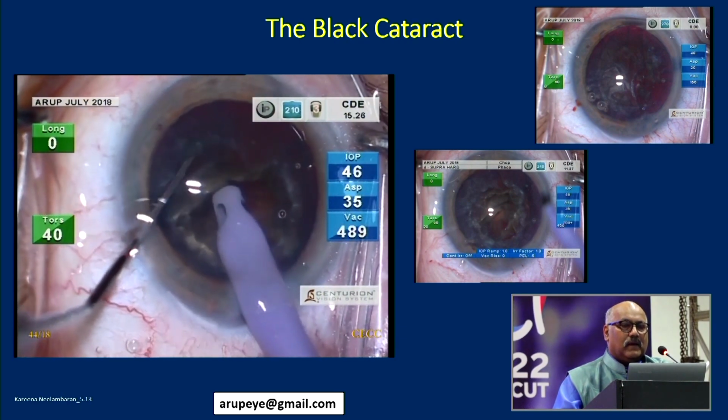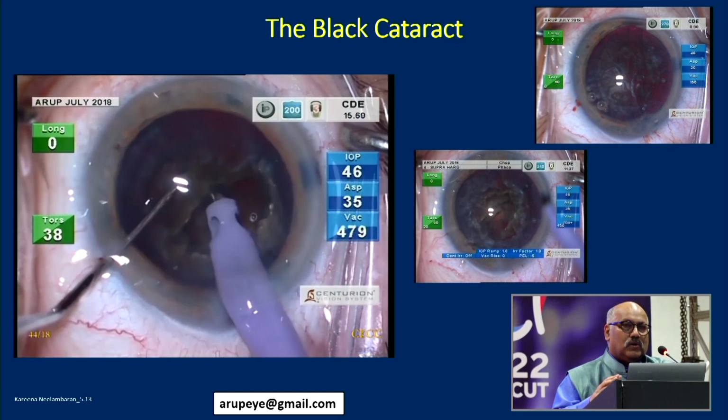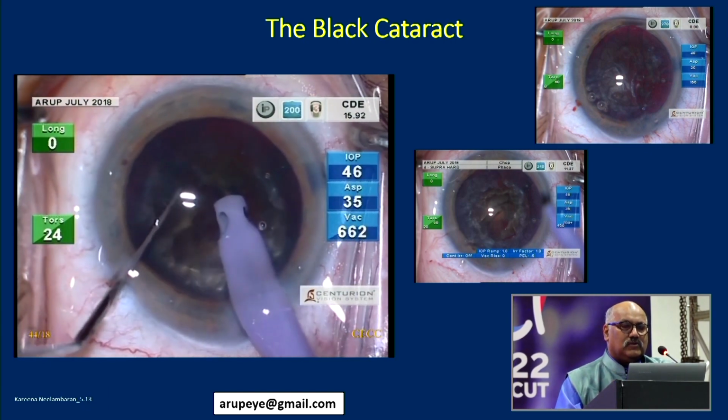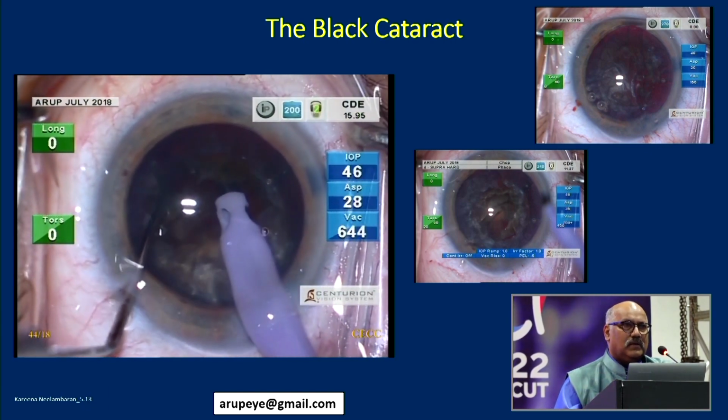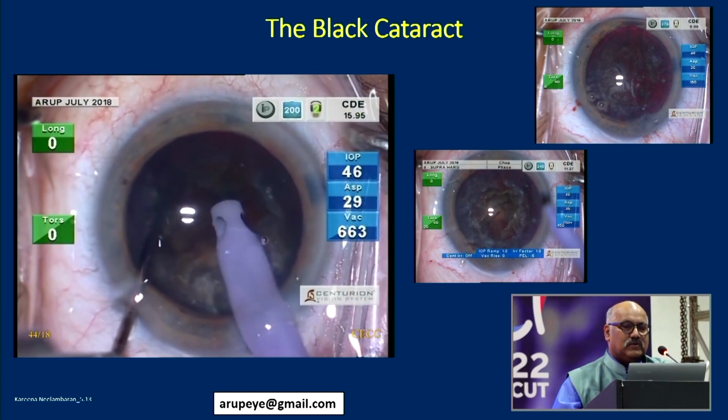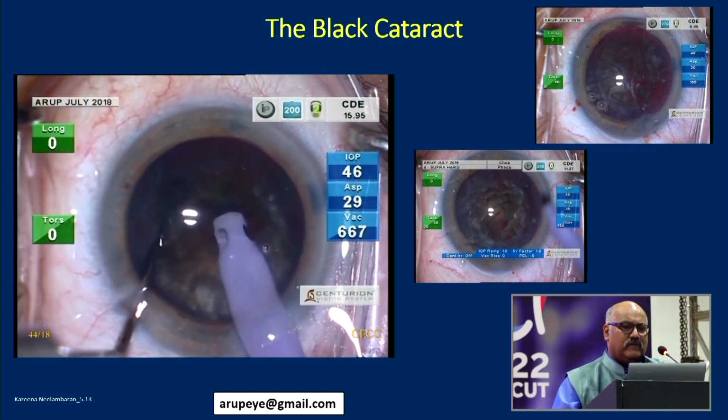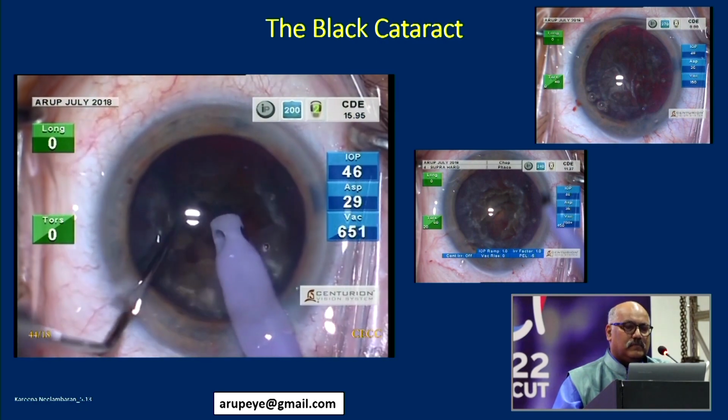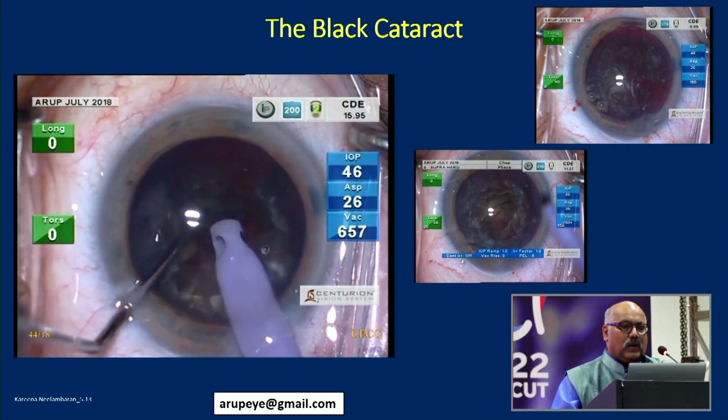I'll be using a lower vacuum if I'm using a short vertical chopper, but if I'm using the Chang chopper, which penetrates deep into the substance of the nucleus, my vacuum level need not be very high, because then the vertical chopping happens pretty well, okay?